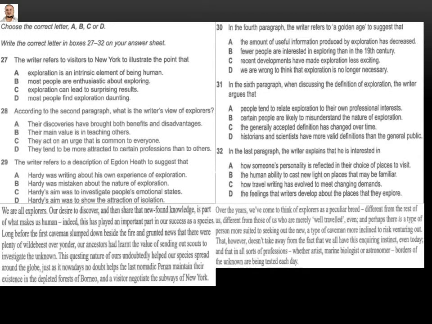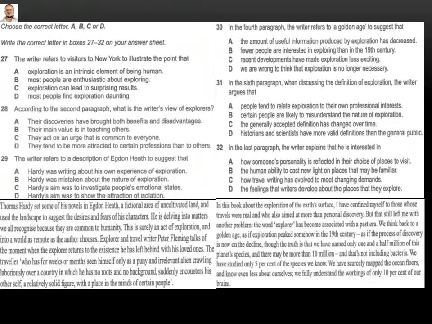28. What's the writer's view of explorers? The answer will be C. They act on an urge that is common to everyone, because in the last three lines it says, does not take away from the fact that we all have this inquiring instinct even today, and that in all sorts of professions, whether artist, marine biologist, or astronomer, borders of the unknown are being tested each day. So it illustrates that. C. The answer will be C.